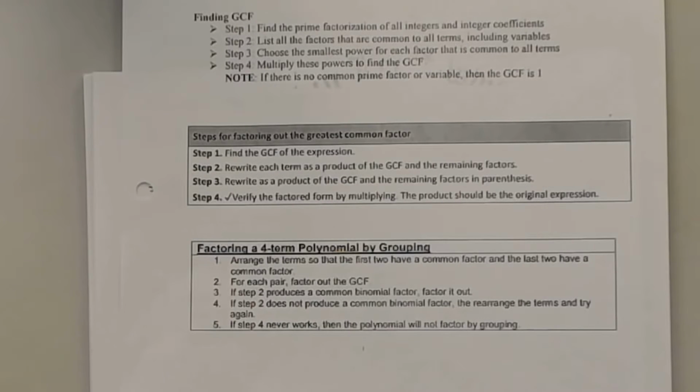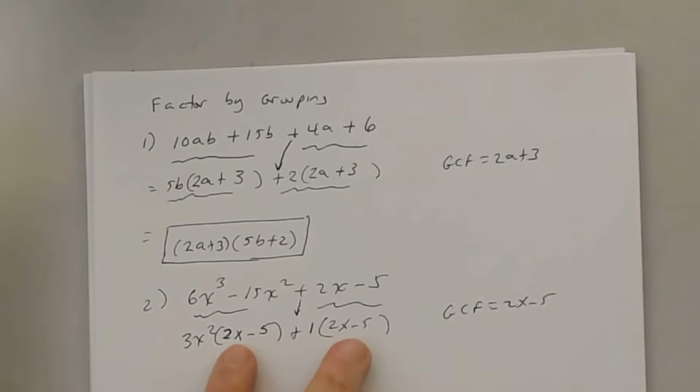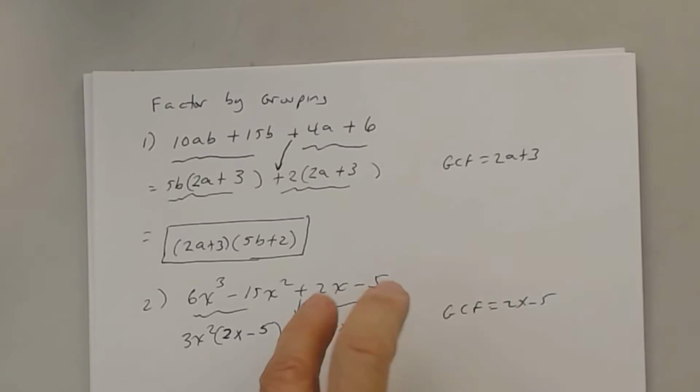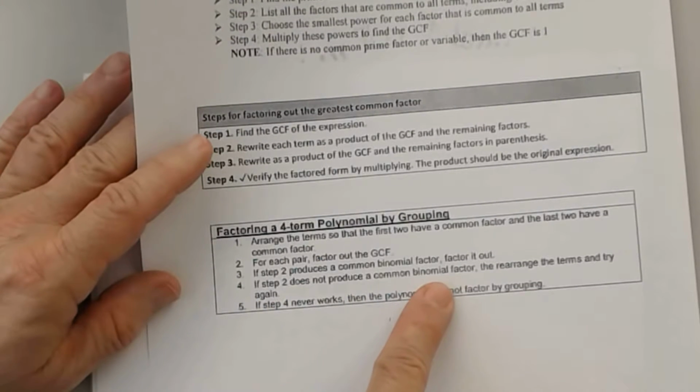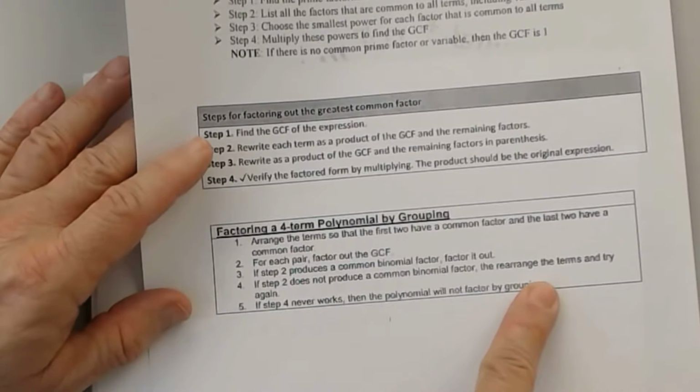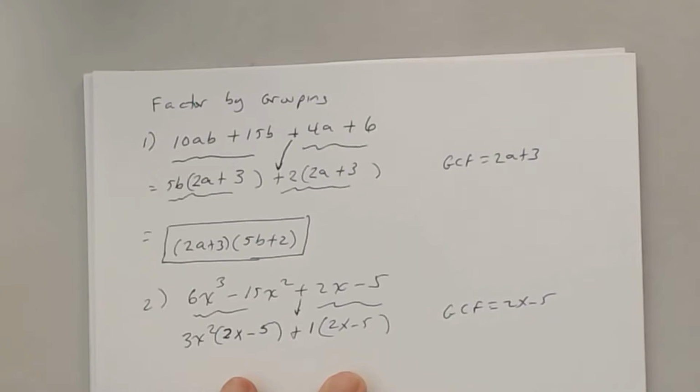What should happen at this point is that these 2 factors right here should be the same. If they're not the same, which they will be for us right now, then basically what's going to happen is that you're going to have to rearrange the terms, and that's what step 4 says. Step 4 says if step 2 does not produce a common binomial factor, then rearrange the terms and try again. Okay? But we're not going to have that situation right now.